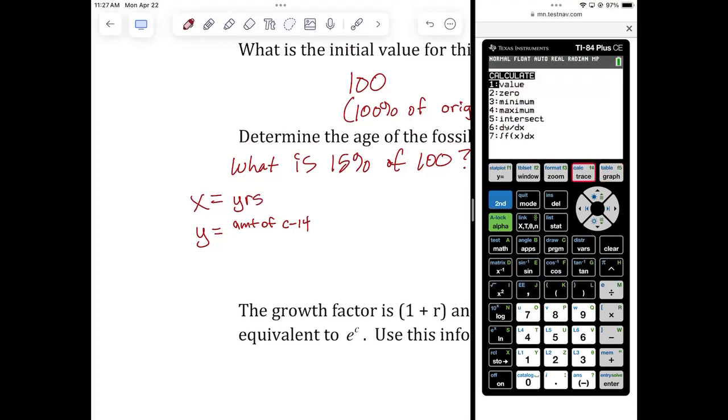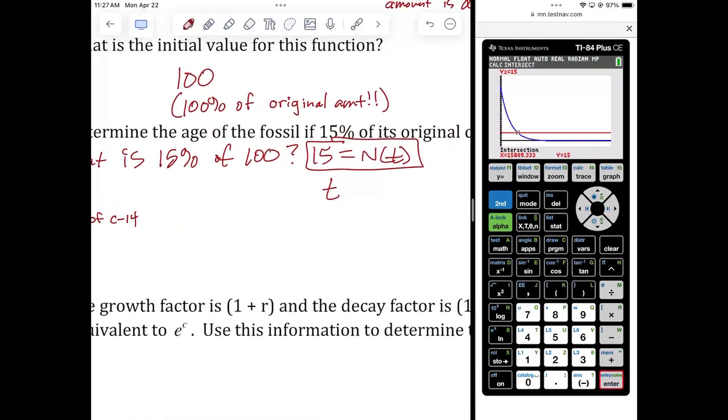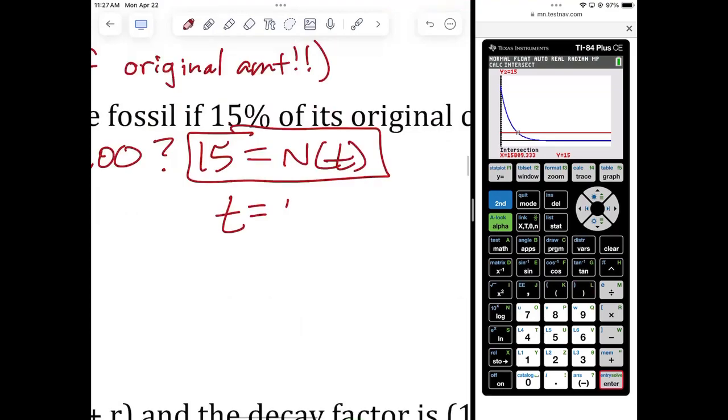Now I can hit second trace number 5, enter, enter, enter, and I get t. I'll put t this time instead of x. I get t equals 15,809.333, and then what are the units? Years. Isn't that amazing that you can find a piece of bone and with just a little bit of chemistry, biology, and mathematics, you can determine that the thing you're holding in your hand is almost 16,000 years old. To me, that's amazing. And that's the power of math.